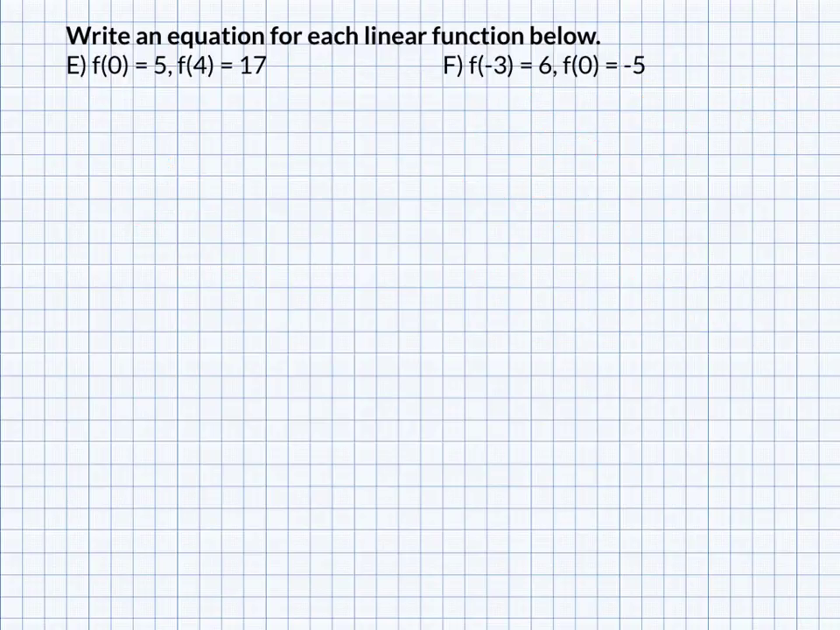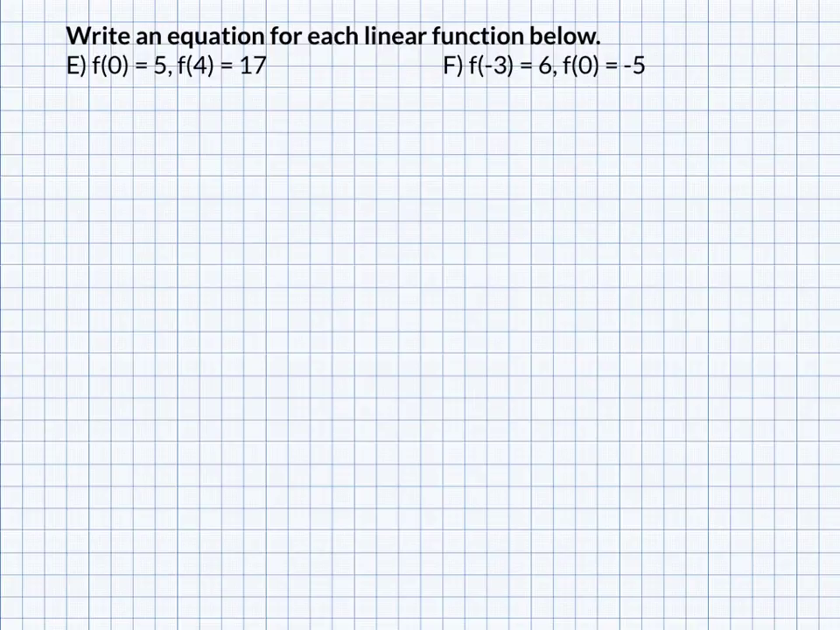All right, let's look at 2 examples that are a little weirder than the other ones. We're still looking for the same thing, though. We're looking for m and b, the slope and the y-intercept. So here, it tells us a function at 0 is equal to 5, right? When the input is 0, the output is 5. Same thing with this part. When the input is 4, the output is 17. F of 0 equals 5, f of 4 equals 17.